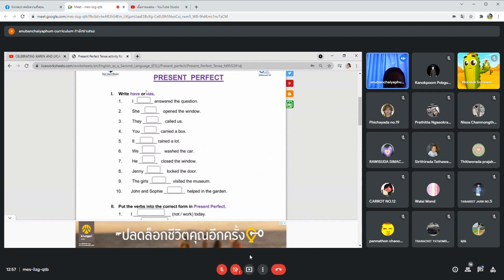In the present perfect tense, we will write has and have, okay? So now, number 1, what should be the perfect tense here? Has or have? Your subject is I. Have. Well done. Very good. How about number 2? She blank open the window. Your subject is he. Has. Well done. How about number 3? They. The subject is they. Have. Well done. Very good.